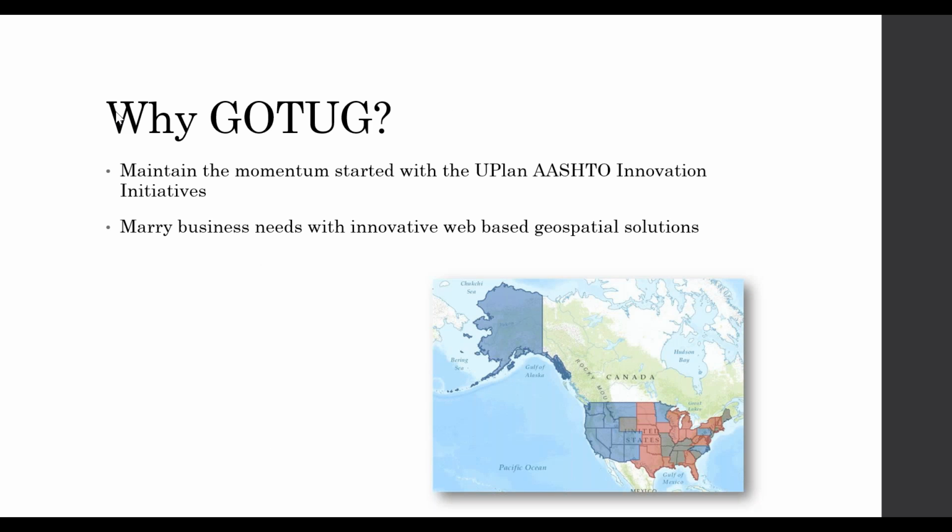So why do we have GOTUG? GOTUG was to maintain the momentum started with the UPlan AASHTO Innovation Initiative. UPlan is a tool for disseminating information across state agencies and other transportation agencies, and to marry business needs with innovative web-based geospatial solutions.